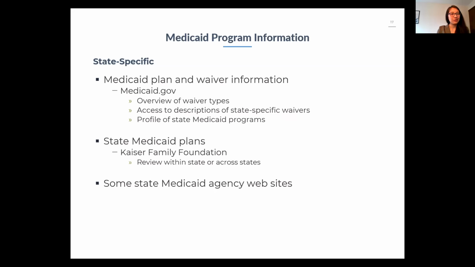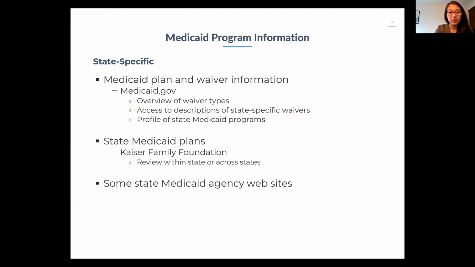Okay, so we've made it through my 3 national resources for understanding Medicaid. If you're interested in a subset of states or even details for one particular state, you might approach your search a little differently. Again, the Medicaid.gov site has plan and waiver information. You can get an overview of waiver types, access to descriptions of state-specific waivers, and then in those state profiles, you can get information on how a particular state is administering its program.